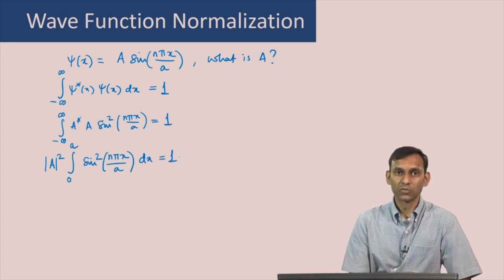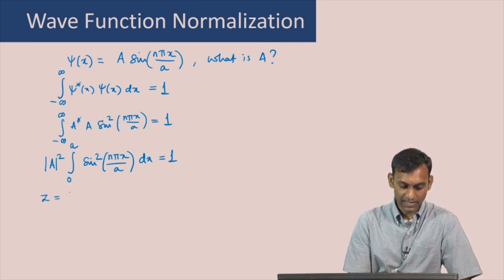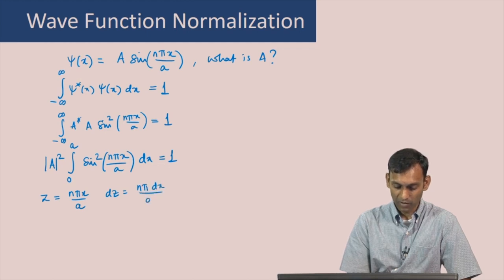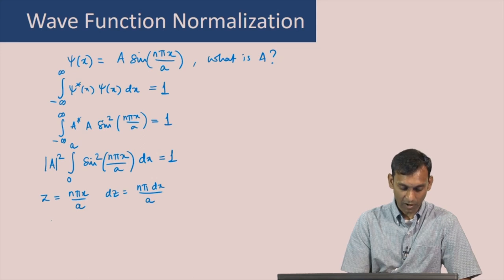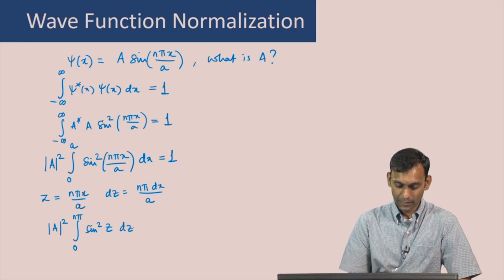We now make a substitution to solve this integral. So, let us substitute z is equal to n pi x over a. Therefore, dz is equal to n pi dx over a, and this integral now becomes A squared, from 0 to, when we substitute a here, this becomes n pi, sin squared z dz, the whole thing multiplied by a over n pi. This integral should be equal to 1.